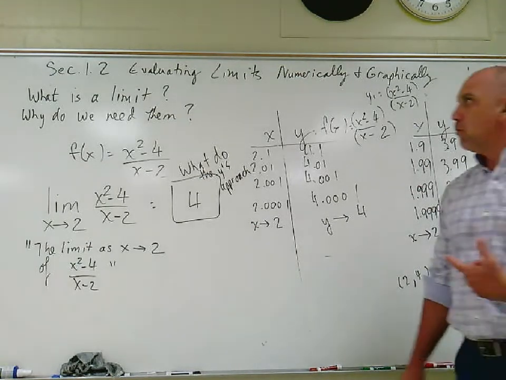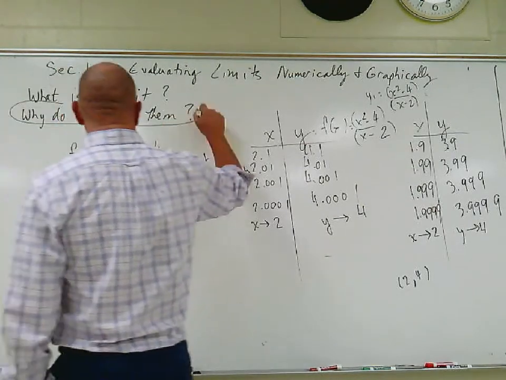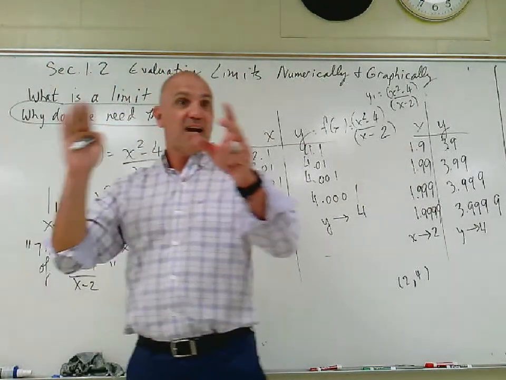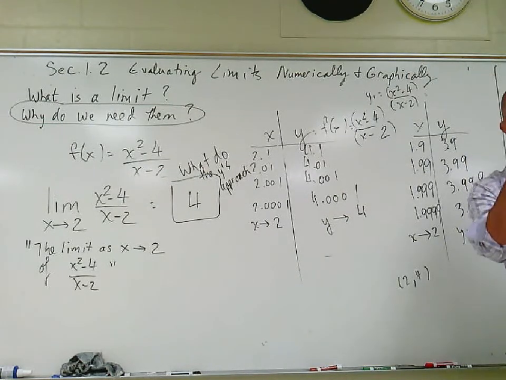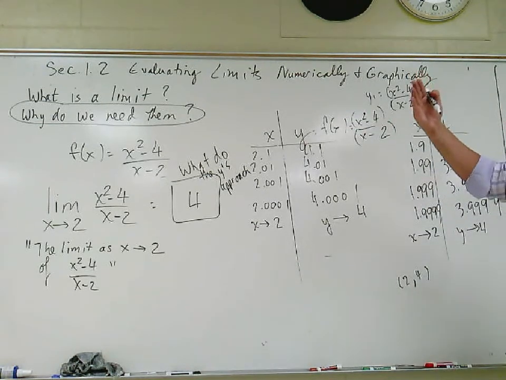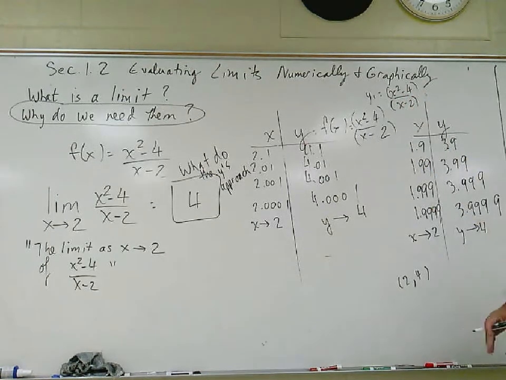So why do we need limits? What's the reason for them? I hope with the little tangent line problem we saw, sometimes you can't put another point on top of it. You want to approach something, right? And when we look at this graph, you'll kind of see why that's happening. So I'm going to graph this for you.